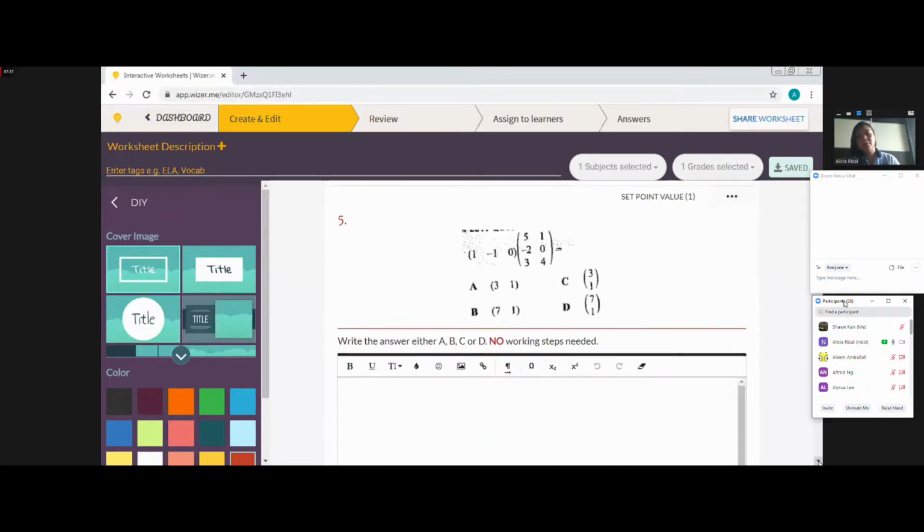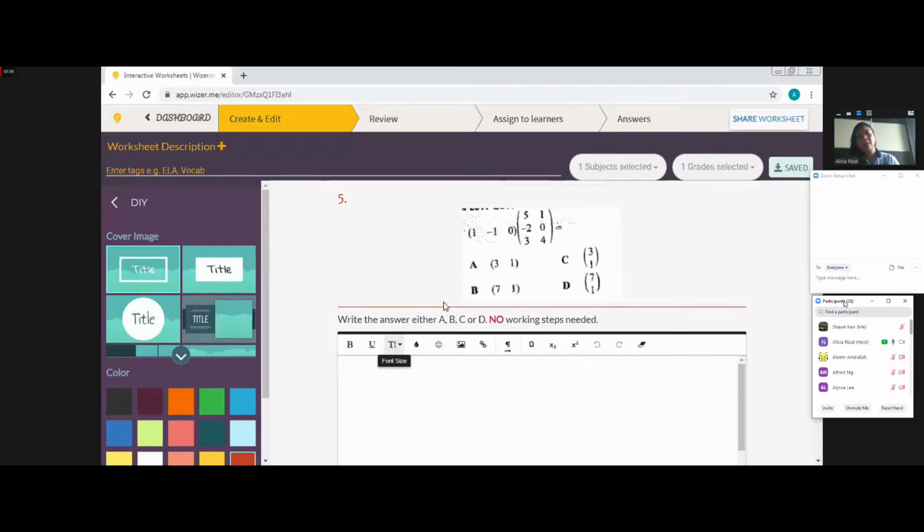Number 5. It already clearly says no working steps needed, because the first time when we did revision with this kind of questions, you wrote the working steps. So I have put this as your instruction. So far I did not see the 5 Pascal, 5 Bill Gates. I only glanced through a few students, the rest I have not seen.